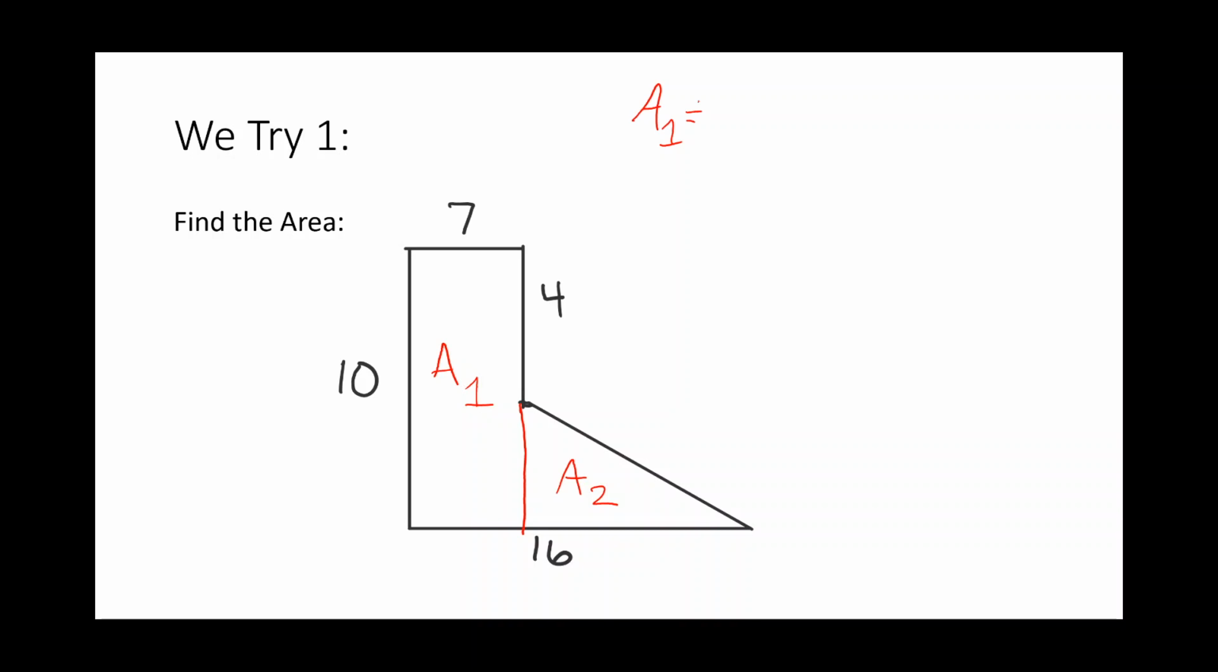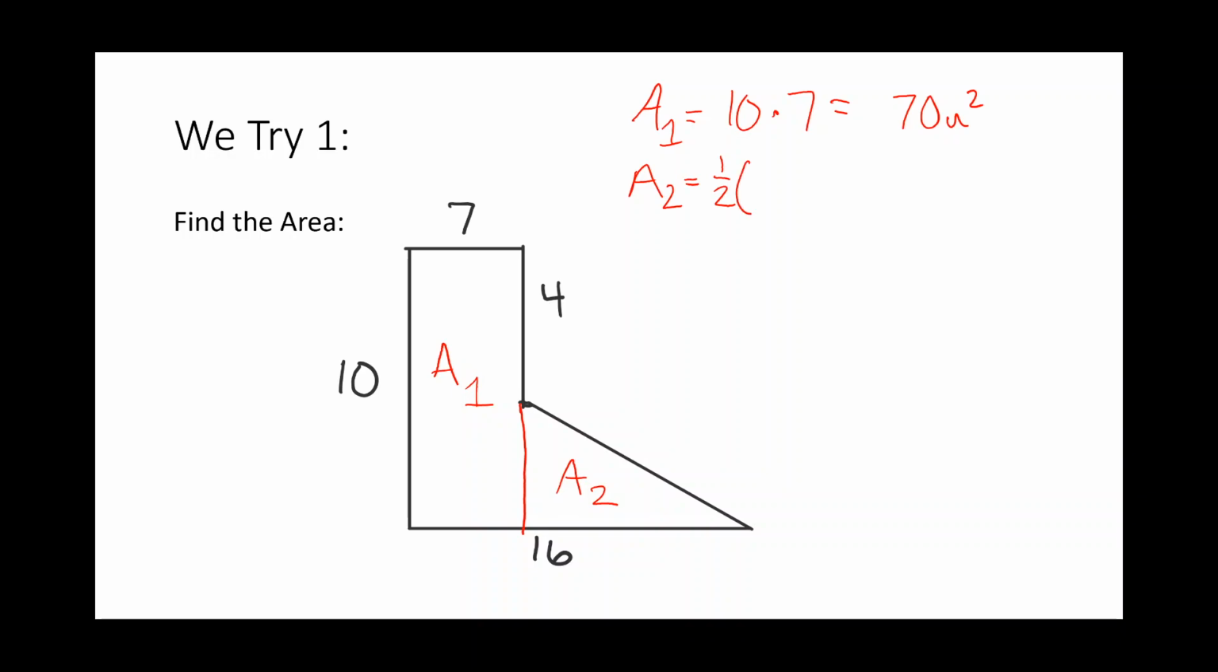So Area 1 is a rectangle. Looks like it's a rectangle that's 10 tall and 7 wide. So that, of course, is 70 units squared. Area 2 is a triangle, so it's going to be 1/2 times whatever the base is.